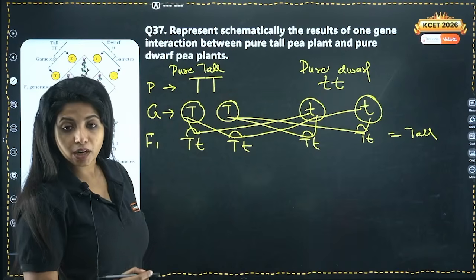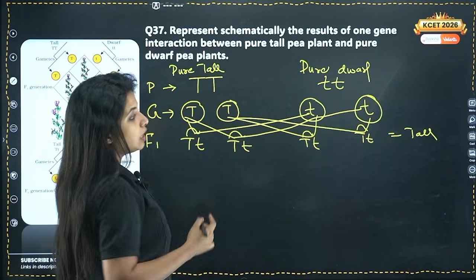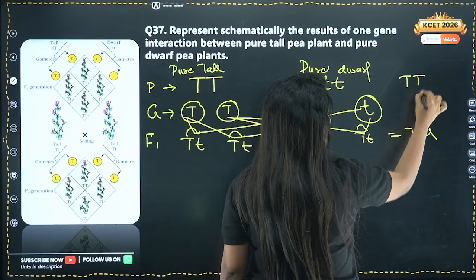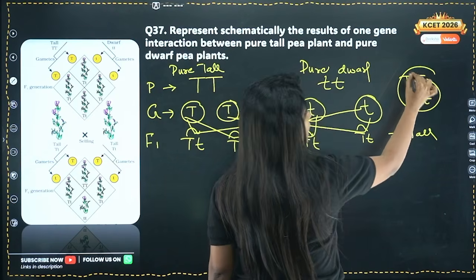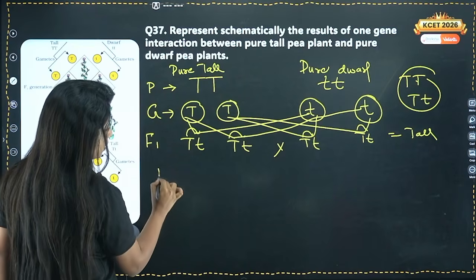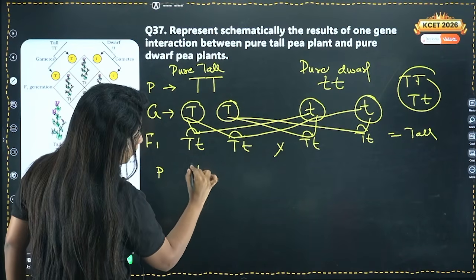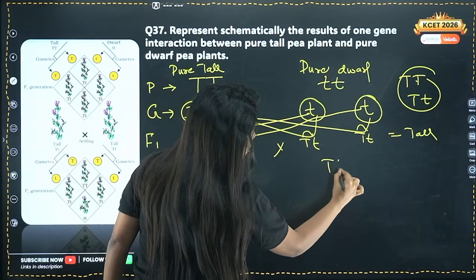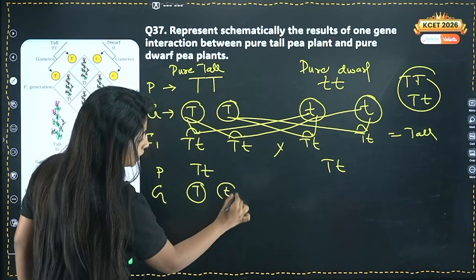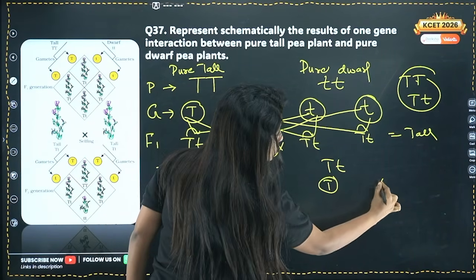Right? Now I need to confirm this. We know the plants are tall, but Mendel didn't know whether it is tall like this or tall like this. For that again he did the cross, he did selfing. So in this case the parents will be capital T small t and again capital T small t. What are the gametes going to be like? Capital T, small t, capital T, small t.